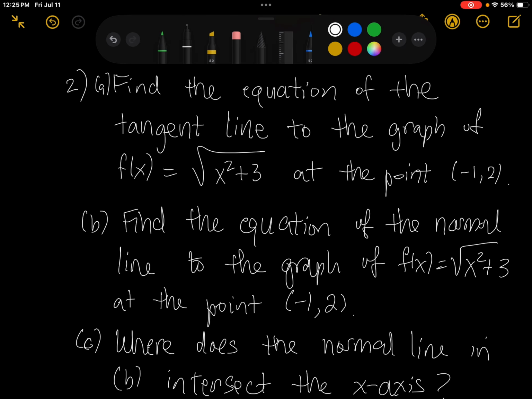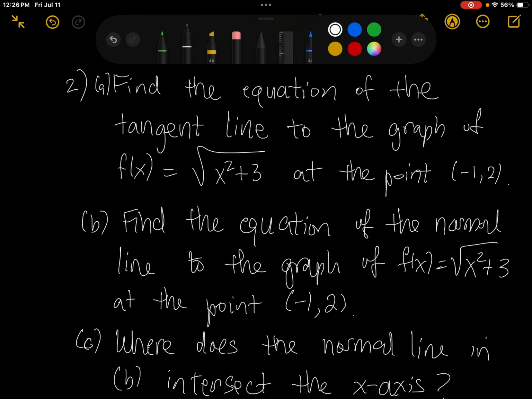Okay, in this problem, we are doing another chain rule problem. So part A says, find the equation of the tangent line to the graph of f of x equals the square root of x squared plus 3 at the point -1, 2.